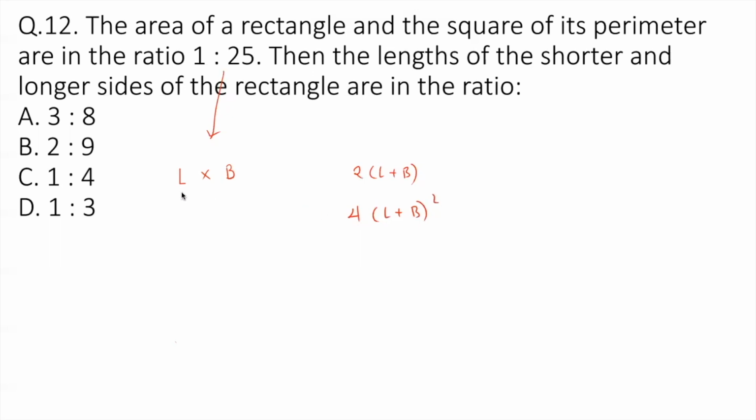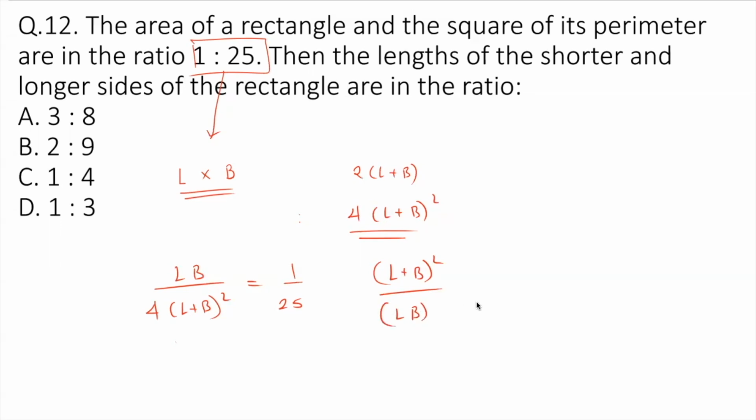Now the question says this ratio, LB, the area, is to 4 times (L plus B) the whole square. This ratio is given as 1:25. So basically LB divided by 4 times (L plus B) the whole square should be equal to 1 by 25. So we get (L plus B) the whole square divided by LB is equal to 25 by 4. Now this numerator you can open as L square plus 2LB plus B square, divided by LB, is 25 by 4.